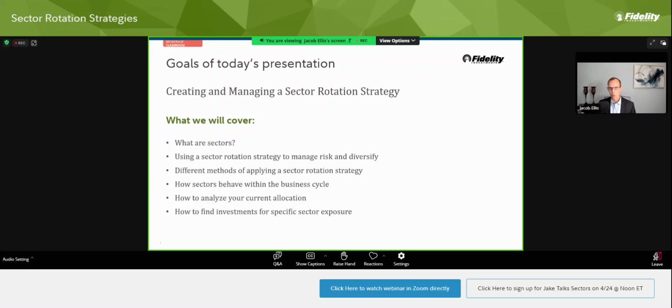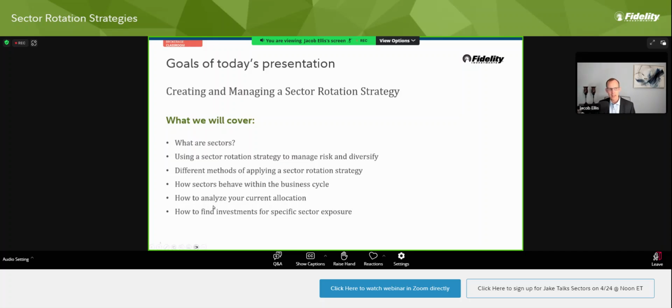Start with the basics. What is a sector? Understanding how you could potentially use a rotation amongst sectors to either manage risk or to add extra diversification into your portfolio. We'll also be addressing some of the ways that you can use sector rotation, whether you're going to use that in a relatively aggressive way or perhaps in a risk mitigation way to limit volatility.